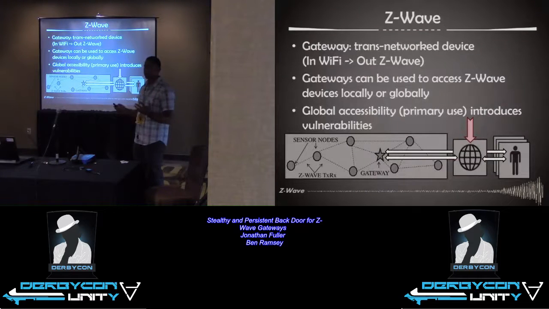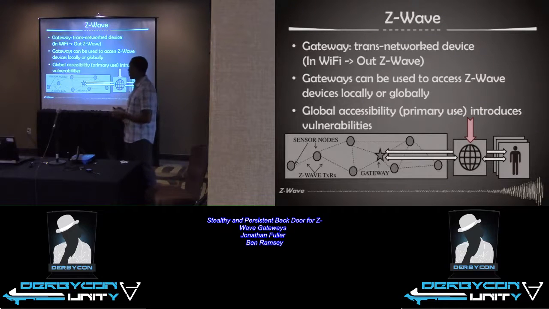So in Z-Wave, the control nodes are often referred to as gateway devices. They're trans-network devices. What this means is it's almost like a miniature router. This isn't it, by the way, not to distract you, but it's a trans-network device. So the homeowner or the user will send a Wi-Fi packet or some kind of command to the device from the Wi-Fi or WLAN interface. The router, the gateway takes that in and then sends out a Z-Wave command. So trans-network device, in Wi-Fi, out Z-Wave.